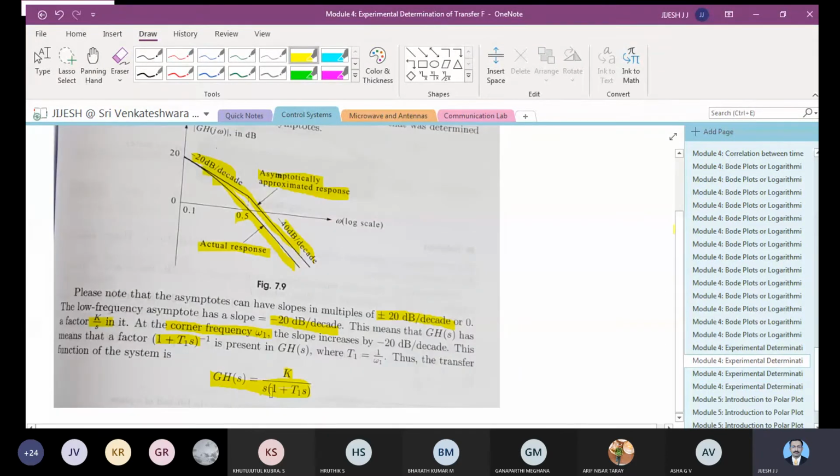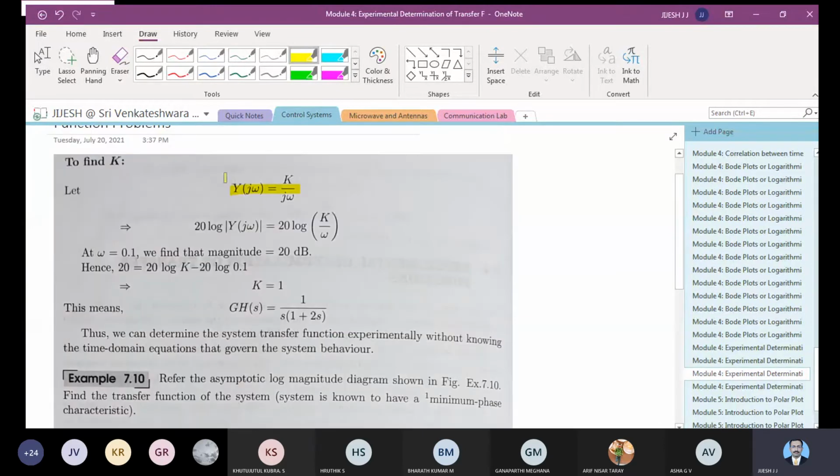Just now we wrote k divided by s. In place of s, you are putting j omega. So let me take y of j omega as k divided by j omega. Taking the logarithm, we get 20 log of y of j omega is 20 log of k by omega. And when you do that, you can see that k is equal to 1. So you can obtain the value of k.